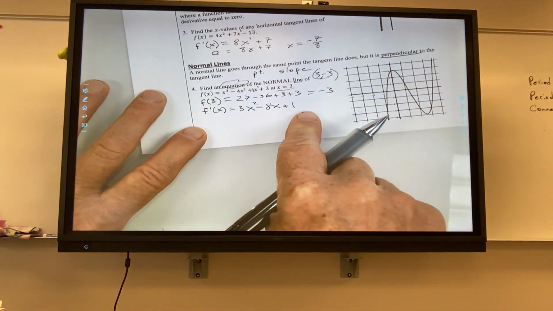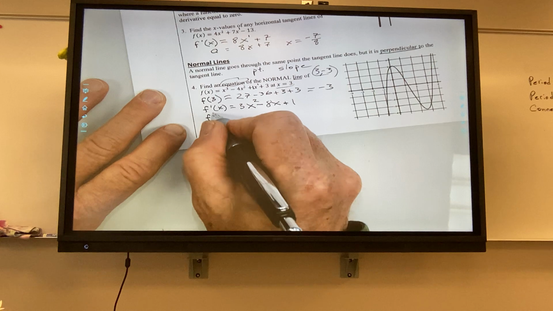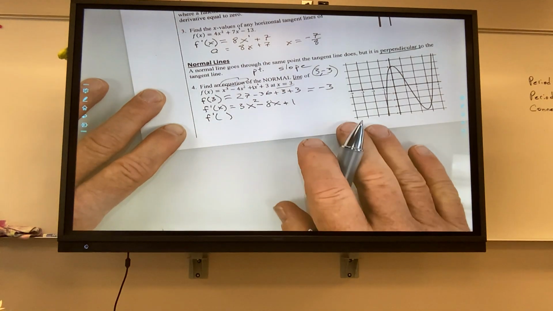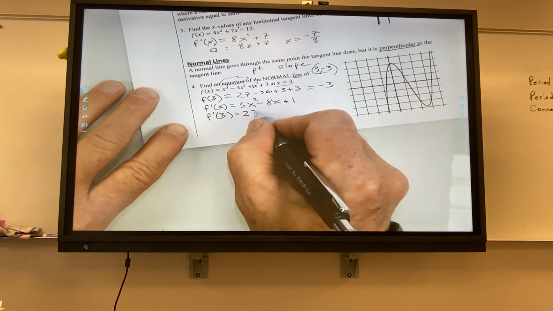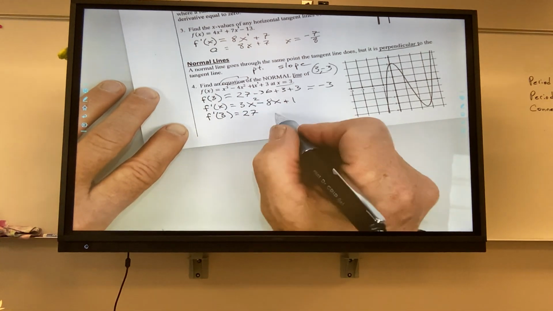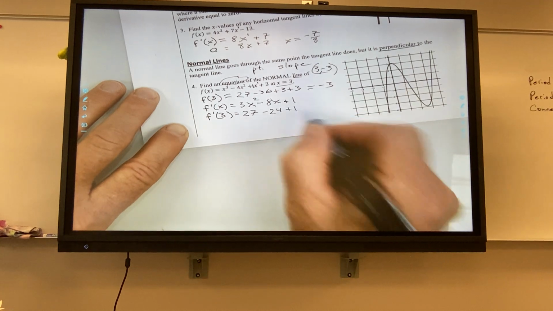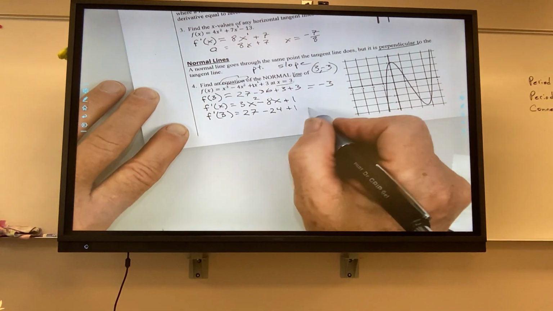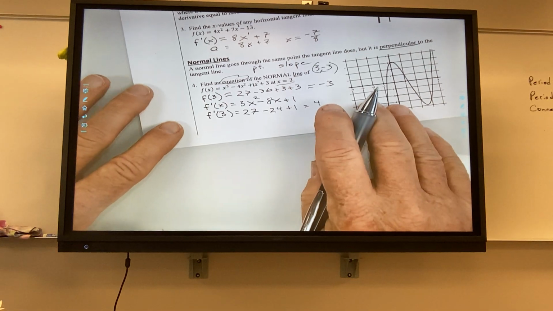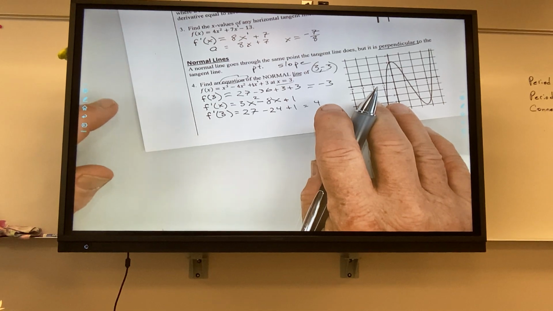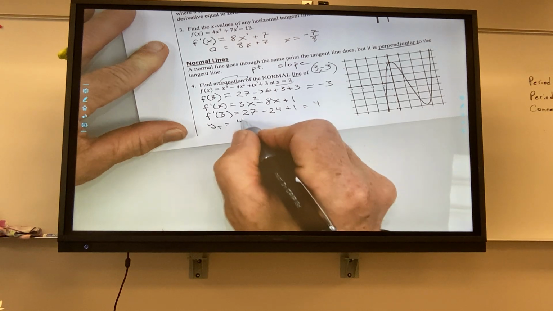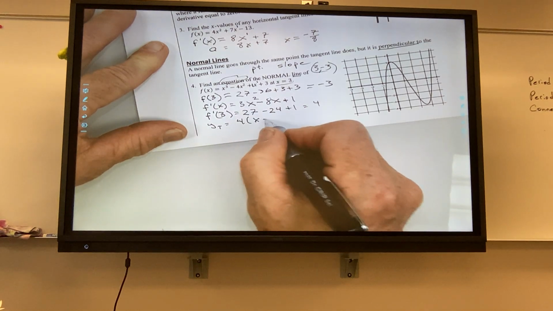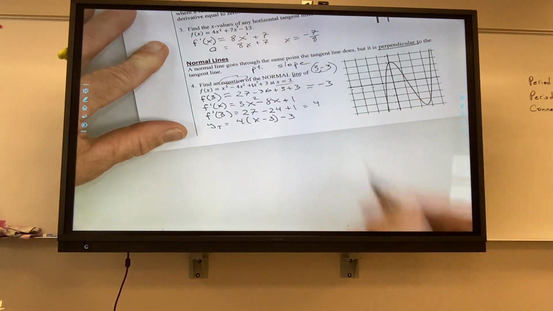So this is my derivative. I'm going to plug what into it? What x value do I have? 3. So this is 27, because 3 squared is 9, times 3 is 27, minus 24, plus 1, and I got 4. Everybody okay with that? So the equation of my tangent line would be 4 times x minus 3, minus 3.